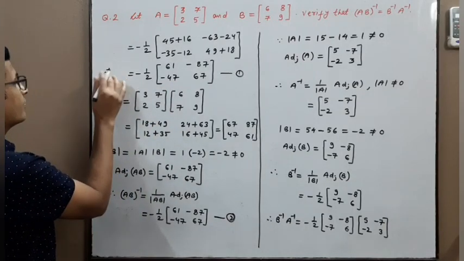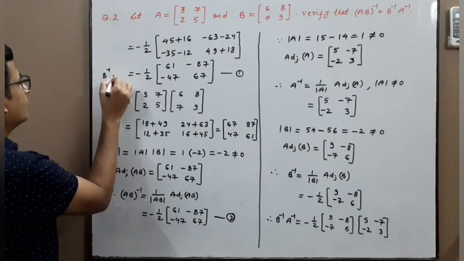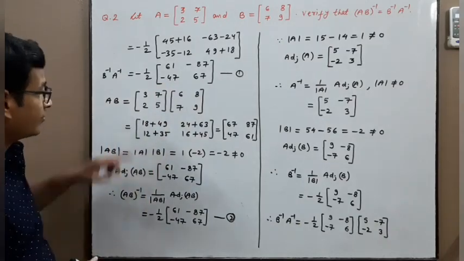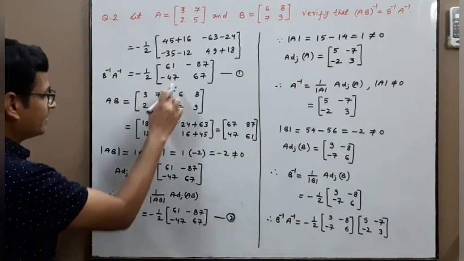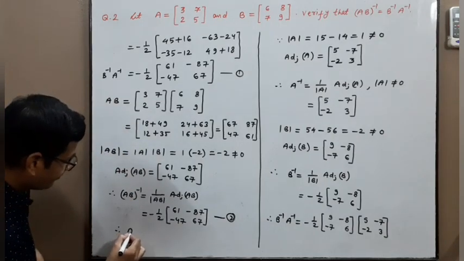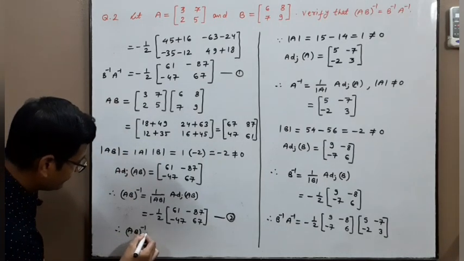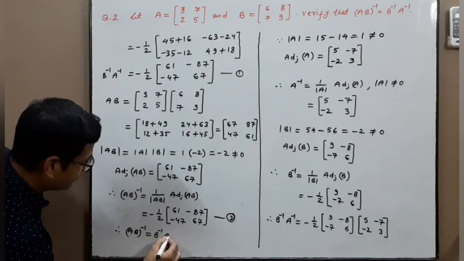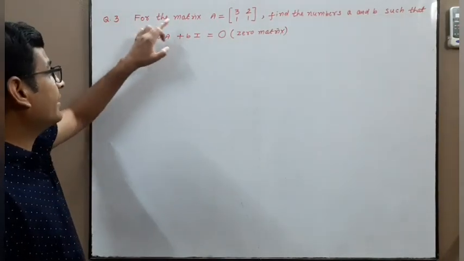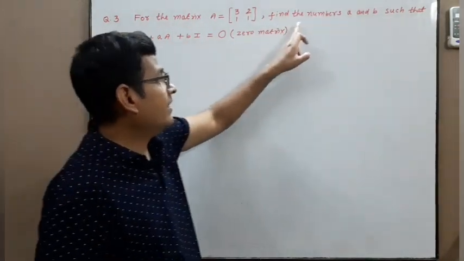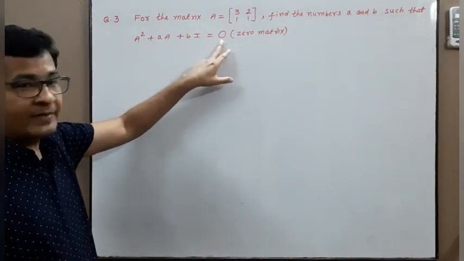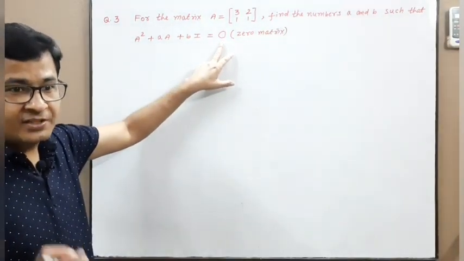B inverse into A inverse is equal to this. So on comparing, from equation 1, AB inverse is equal to this. So therefore AB inverse is equal to B inverse into A inverse. Next problem. For the matrix A equal to this, find the numbers a and b such that this is equal to 0 matrix. Big 0 or bold 0 represents the 0 matrix.